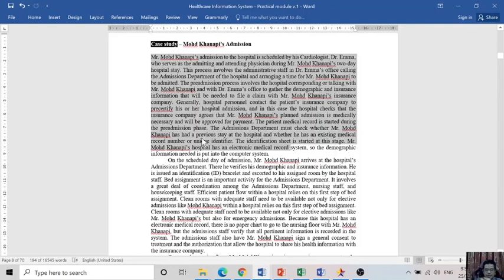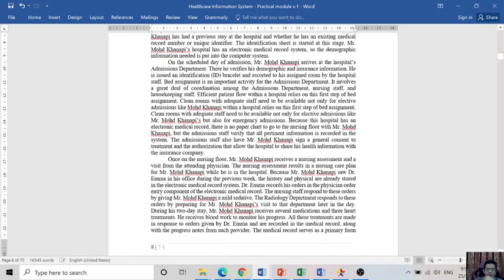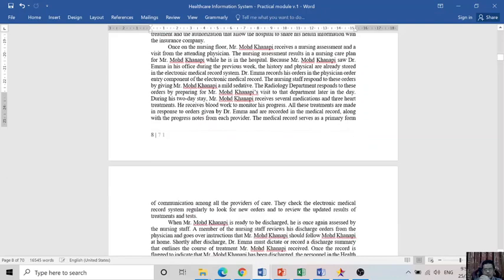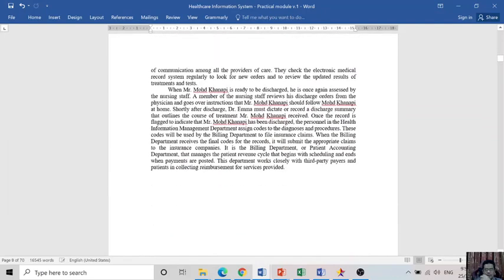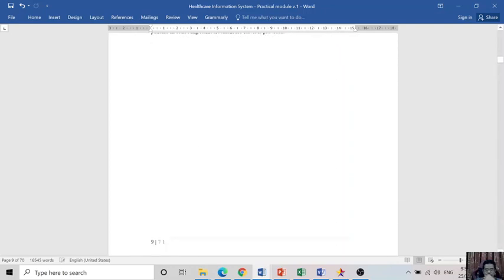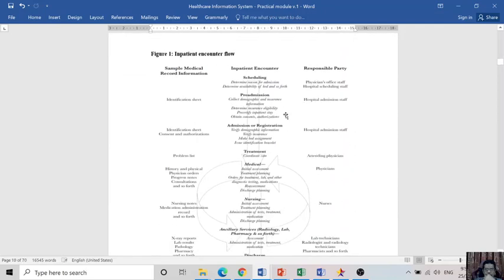when he or she visits the hospital, the outpatient or inpatient. So in my case, it is an inpatient process. You need to read everything so you can get the idea of what departments are involved, what modules are involved. And then finally this is the inpatient encounter flow, so we divide it into 3 lanes.